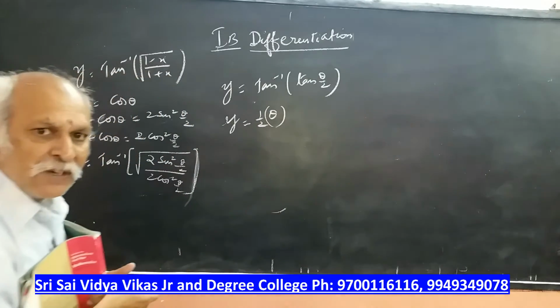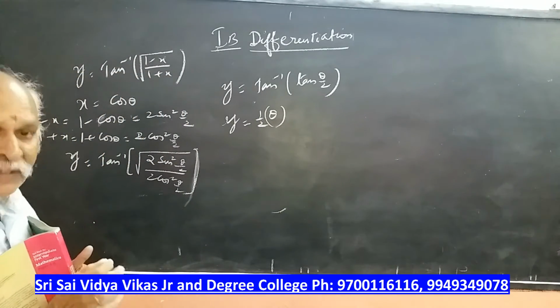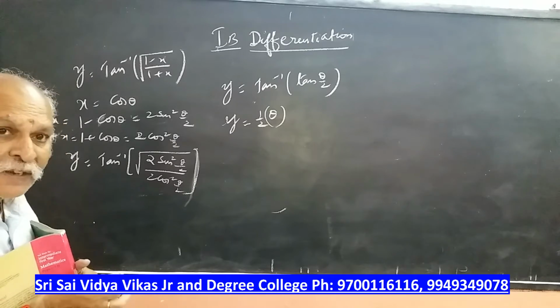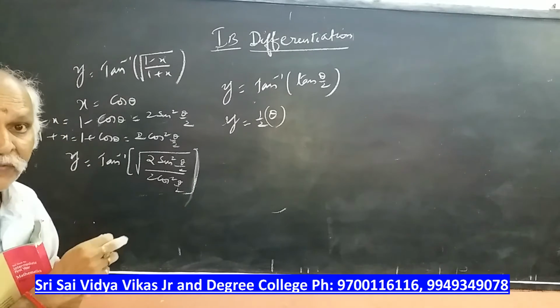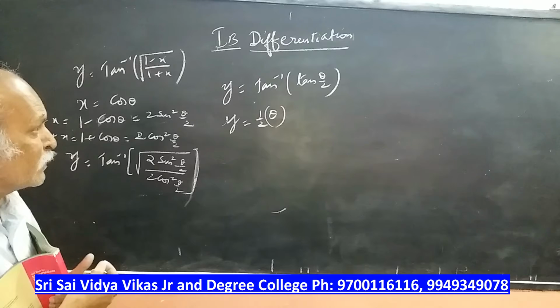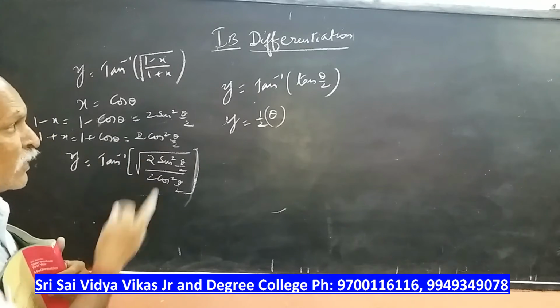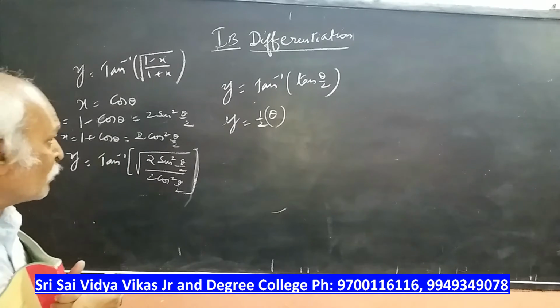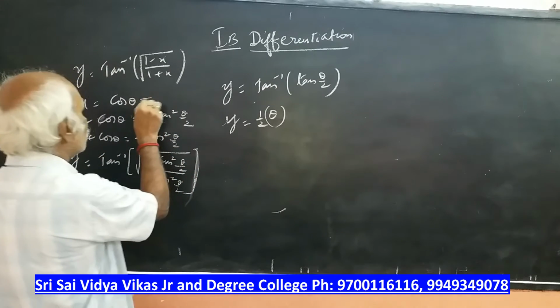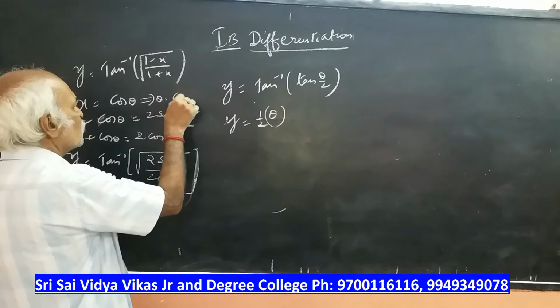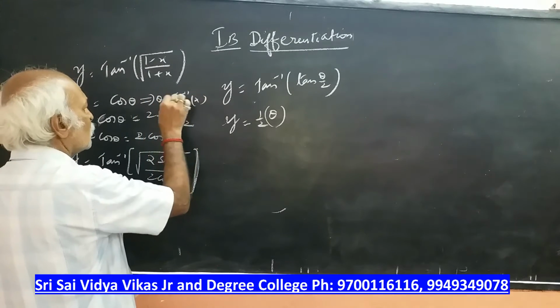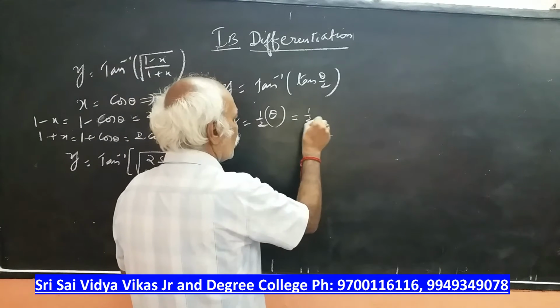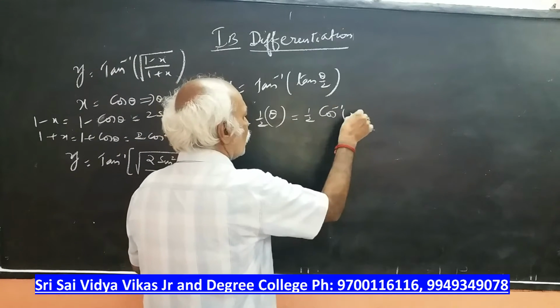Actually, in your first year they have removed the inverse trigonometric functions, but I told madam to discuss this because we require it for differentiation, and in second year also it is required, sir. So please understand here, tan inverse of tan theta by 2 is nothing but 1 by 2 theta. From this, theta is equal to cos inverse x. Therefore this becomes 1 by 2 cos inverse x.